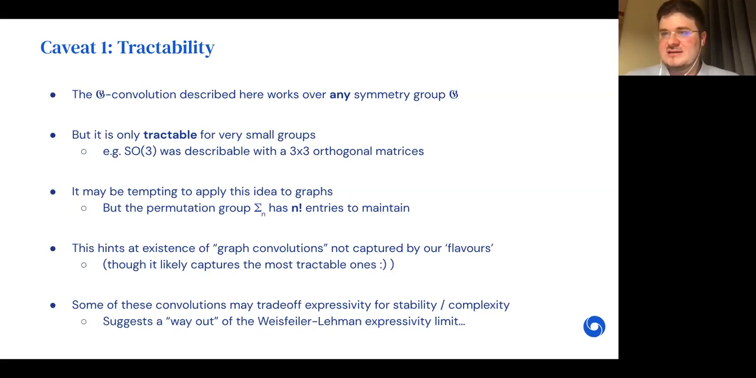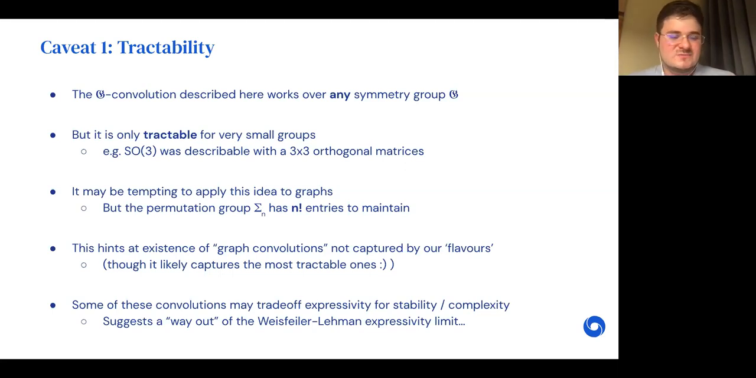Now, this is obviously an important result for making it intractable for graphs, but it also hints that there are many, many interesting graph convolutions, so layers that will perfectly commute with your graph structure, that will not be captured by our previously simple idea of let's just aggregate one-hop neighbors around each node, though this idea likely captures the most tractable graph nets. And some of these graph convolutions that we haven't discussed before in the course may in fact trade off how expressive they are versus how stable or how complicated they are to compute.